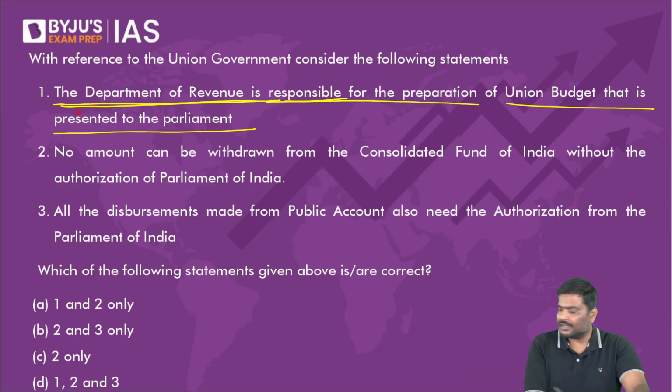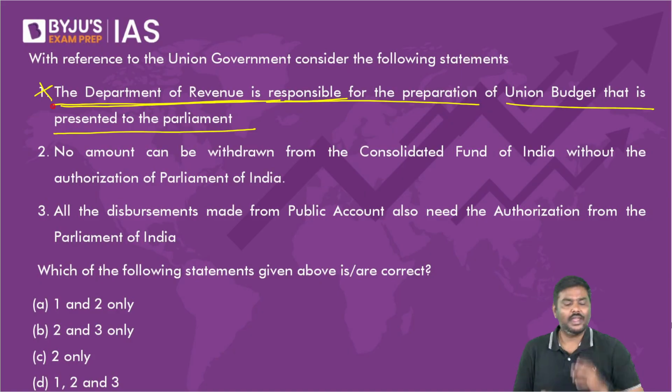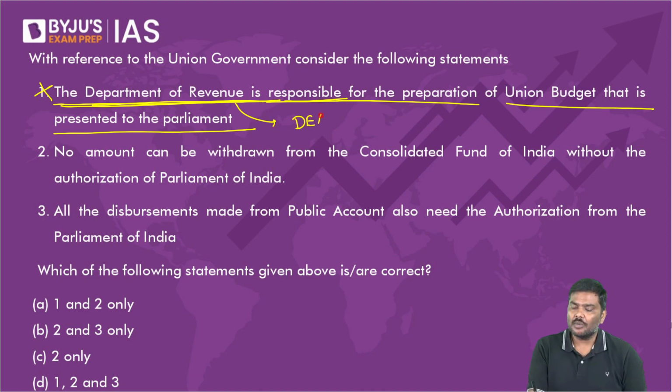Presented to the parliament. Statement 1 is wrong. Statement 1 is wrong. My mistake. If you received the solution saying that your solution is wrong, my mistake then. It is not the Department of Revenue. It is the Department of Economic Affairs. Okay. My mistake. I gave you a wrong option, and the key answer I put in was wrong.